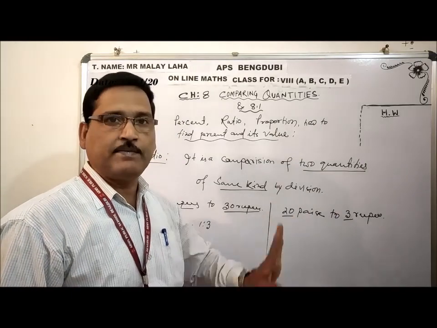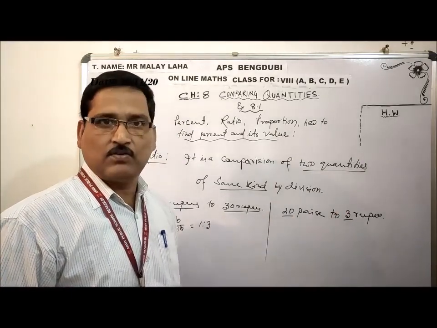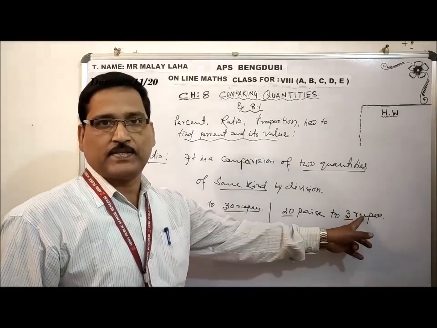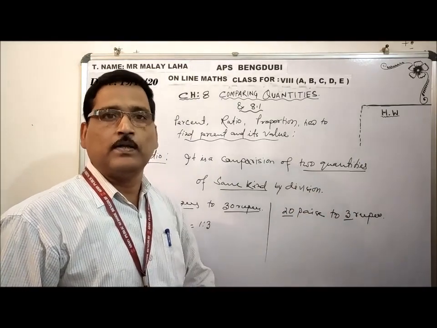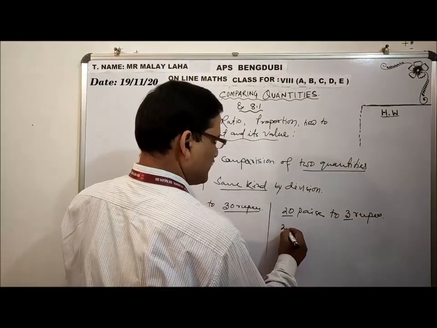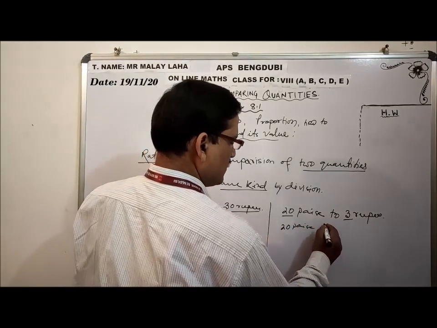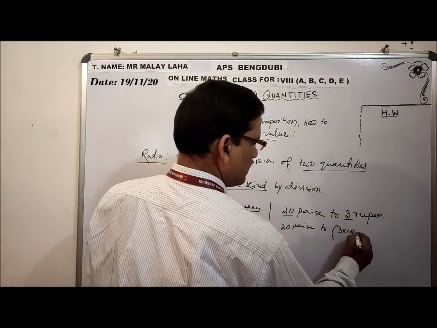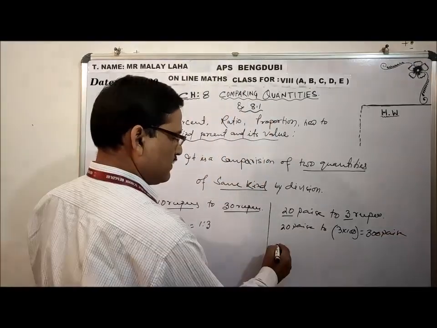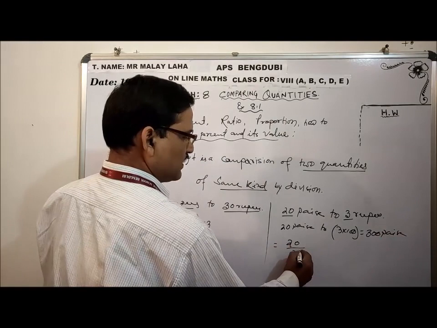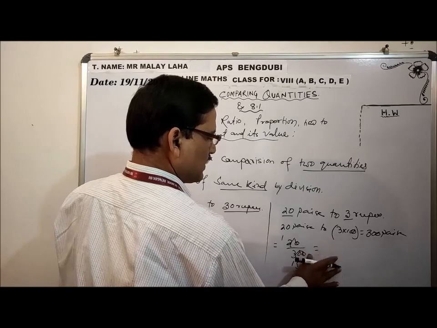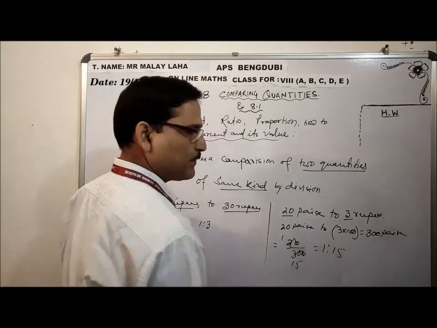What to do then? I have to make them the same kind. Paise and rupees are not the same kind. I have to convert either paise to rupees or rupees to paise. So always greater to lower. That is the best way to solve this question. So 20 paise to 3 into 100, 300 paise. When you convert into the same kind, thereafter you can write 20 by 300, cut, 1 by 15. So ultimately it comes 1:15.